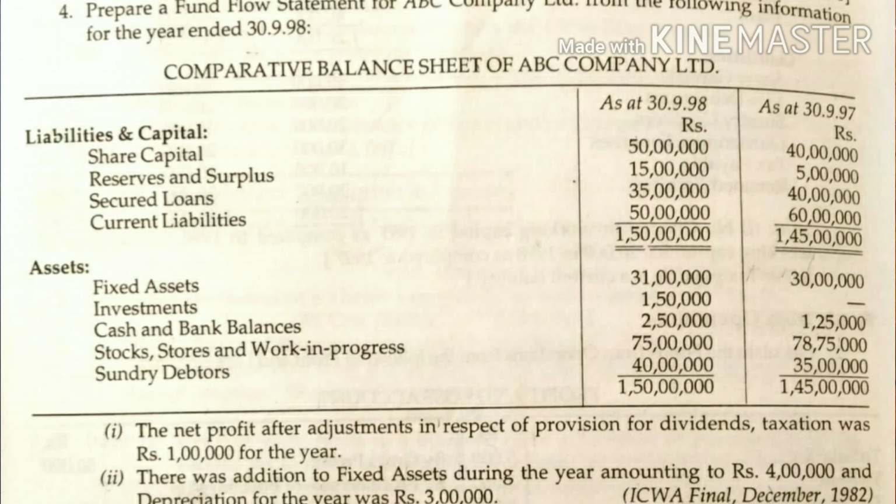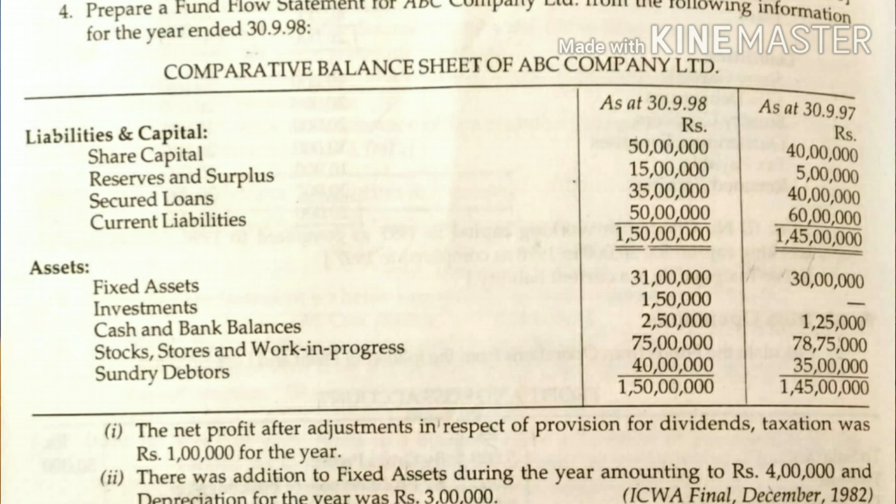So the first item in the balance sheet is share capital. At the year ending it was 50 lakhs, at the year beginning it was 40 lakhs. Students, this is a fixed liability and it has increased. Year beginning it was 40 lakh, year ending it is 50 lakh, that means a fresh issue of shares was done in the year 1998. So this will come in the fund flow statement.